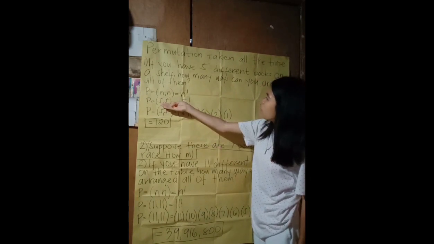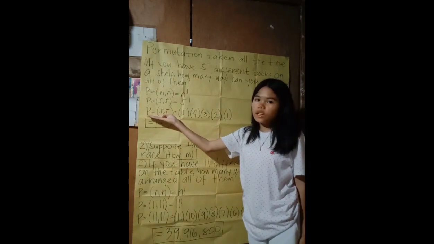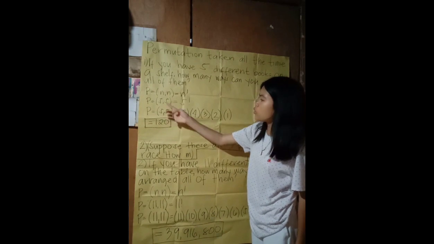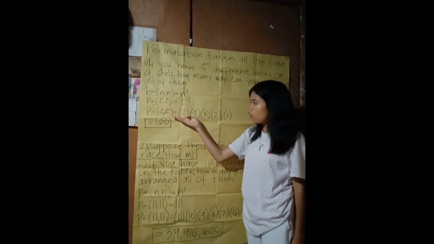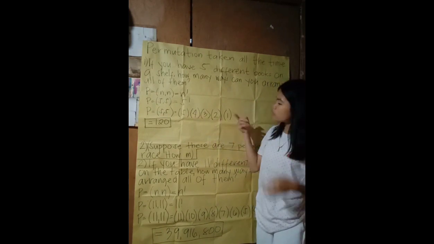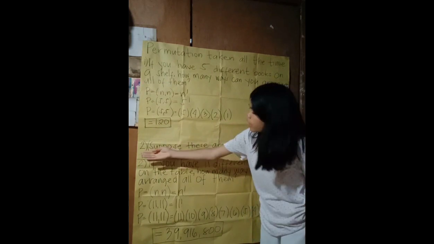So, the n is 5 because there are 5 books on a shelf. So, P(5, 5), we just copied it. Equals 5 times 4 times 3 times 2 times 1 is equal to 120. Problem number 2.